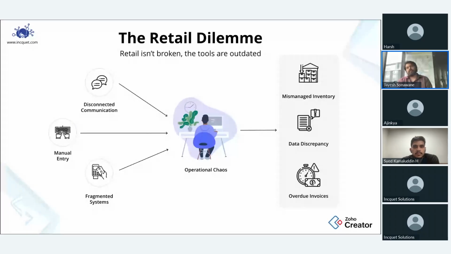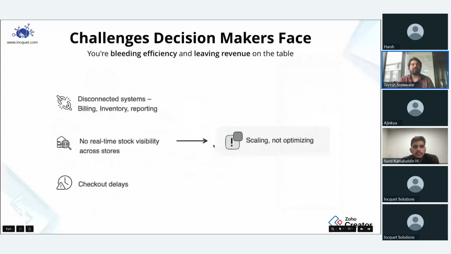So that leaves a decision maker with these kinds of issues. A disconnected system doesn't give you the overall picture of what is happening in your organization. No real-time stock visibility across the stores doesn't tell the purchaser or the warehouse team what actions to take, and checkout delays hinder the growth of sales. Overall, these issues lead to scaling challenges. You can't decide when and what to scale, and at which particular resources.